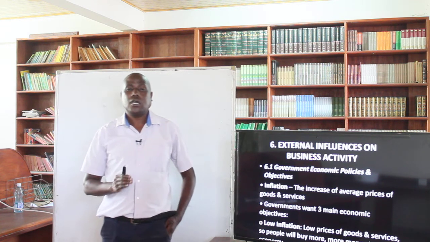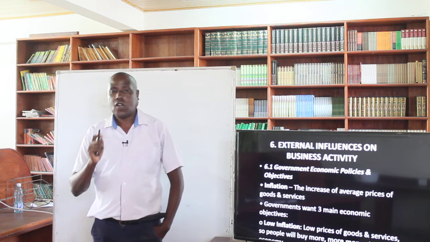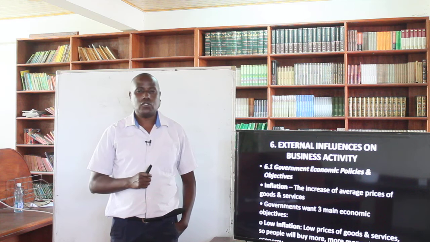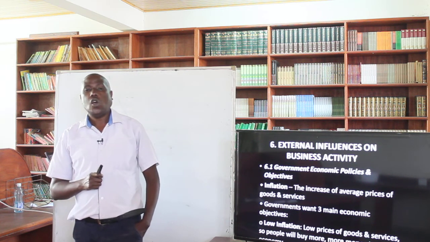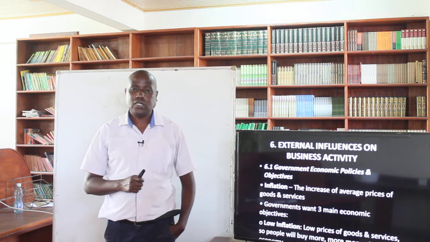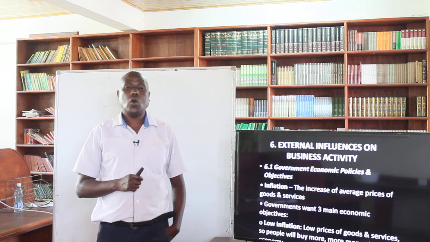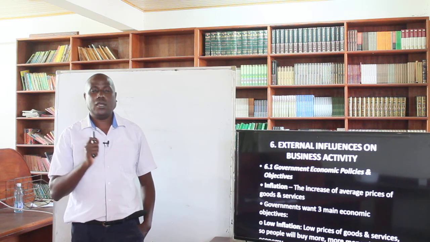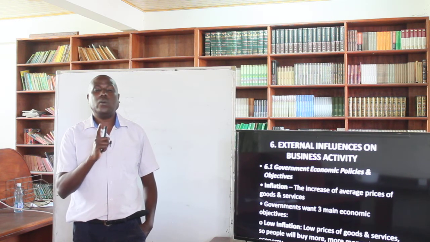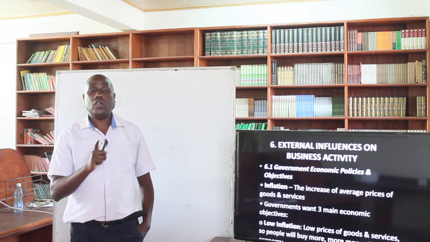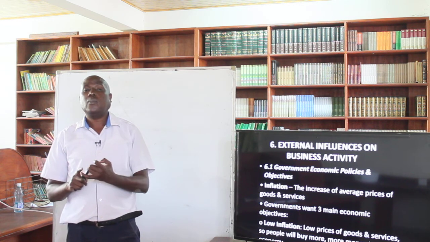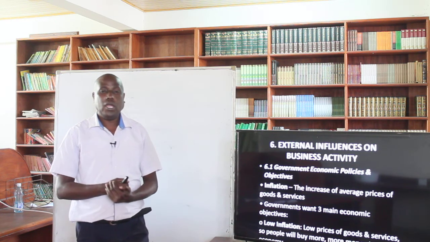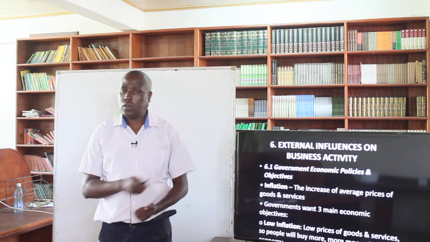So, what is the economic policy of the government on inflation? The government wants three main economic objectives. One, low inflation. Low prices of goods and services so that people will buy more, meaning more money in the economy. That is one objective of the government, low inflation. The government wants prices to remain low so that people can buy more. That means more money will be pumped into the economy.